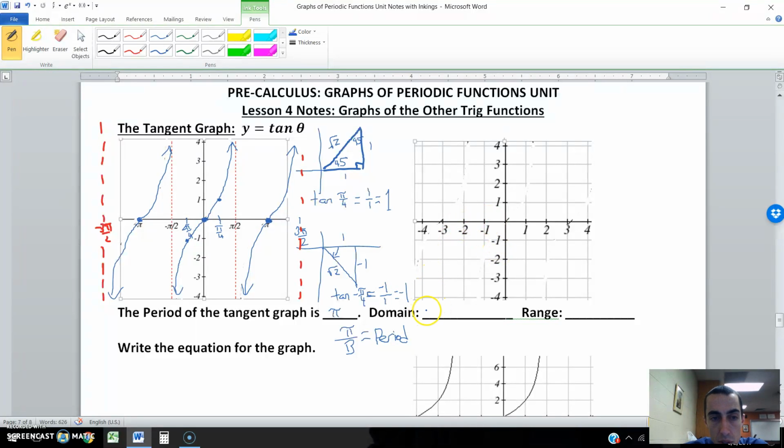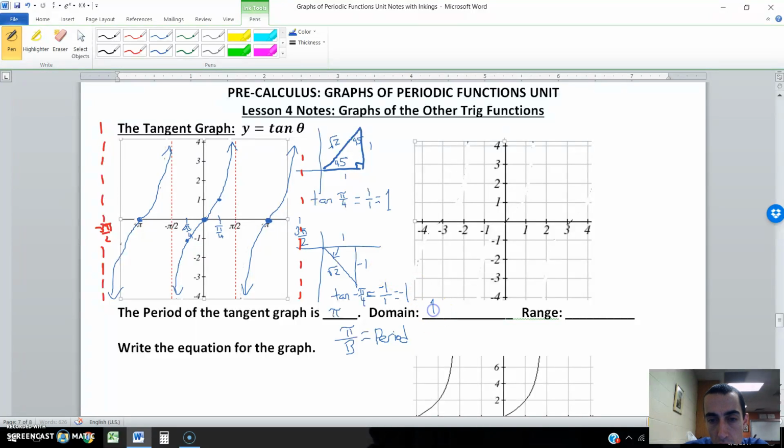Next thing that I'd like to do is the domain. So the domain is all the possible x values for a graph. Now, most x values can go into the tangent graph. Any x values except pi over 2 will work, and 3 pi over 2, and 5 pi over 2, and 7 pi over 2, and negative pi over 2, etc. So you need a way to describe all the numbers except those related to this pi over 2 here.